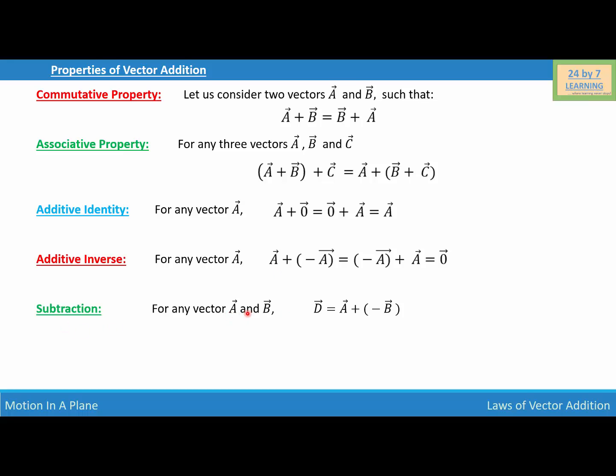Subtraction. For any vectors A and B, the subtraction or difference vector D is equal to vector A plus negative of vector B, or we can also say vector A minus vector B.